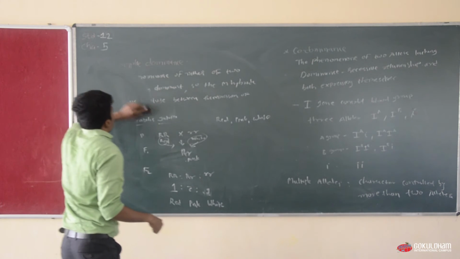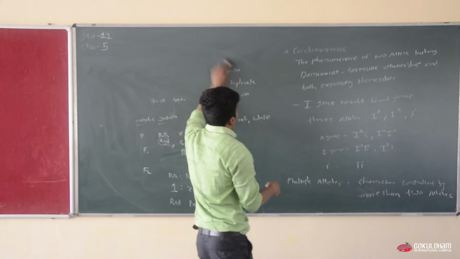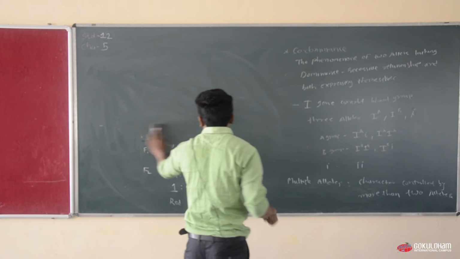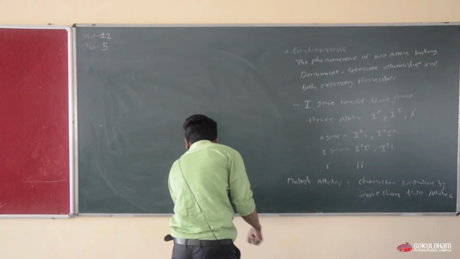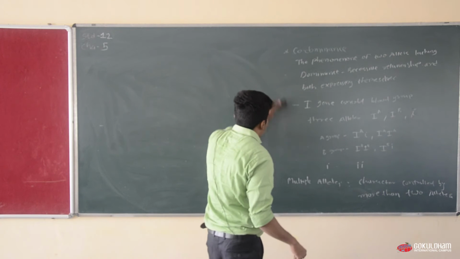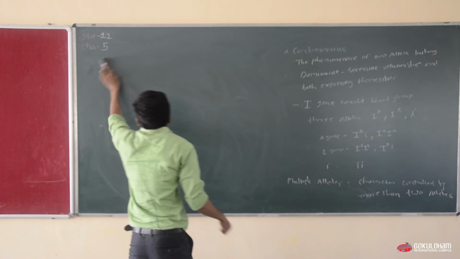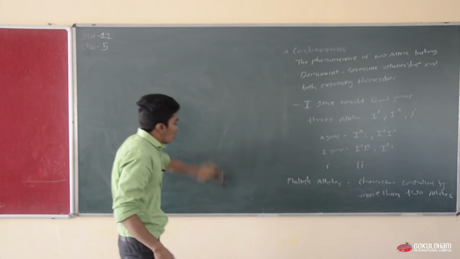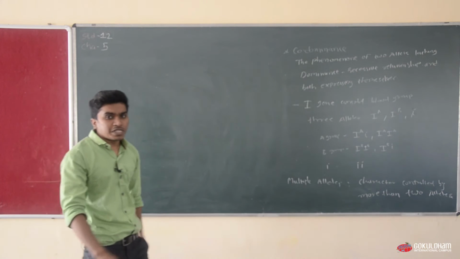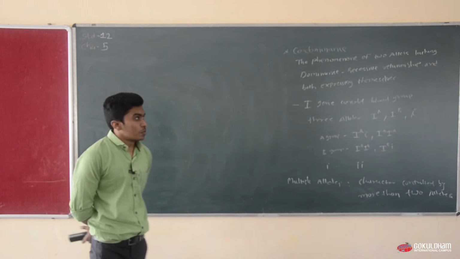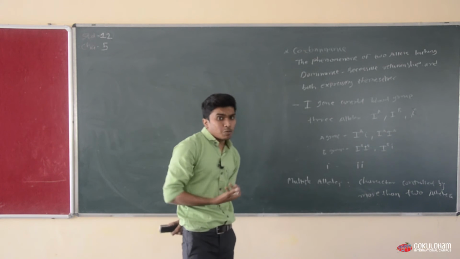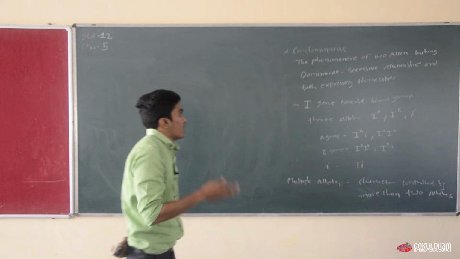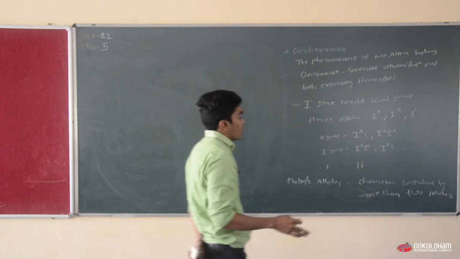Now next is codominance. Codominance is the phenomenon of two alleles lacking dominance and recessive relationship, and in hybrid condition both the alleles are separately present in a hybrid offspring. The best example of codominance is human blood group. In codominance, two alleles lack dominance and recessive relationship, and both express themselves in offspring.